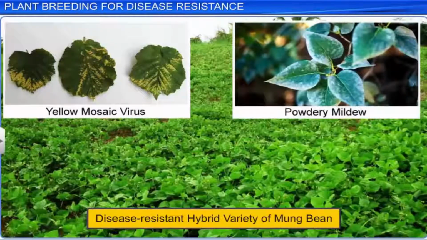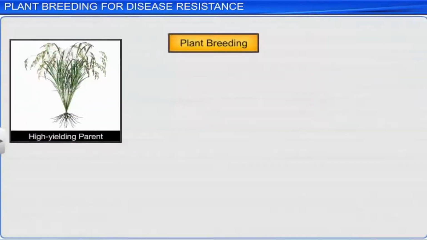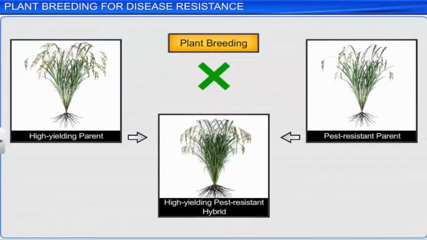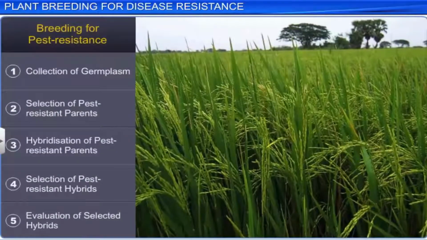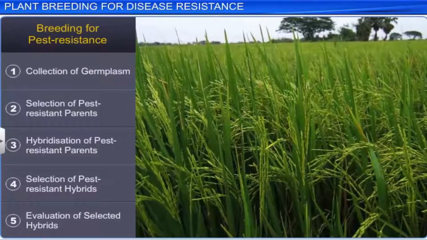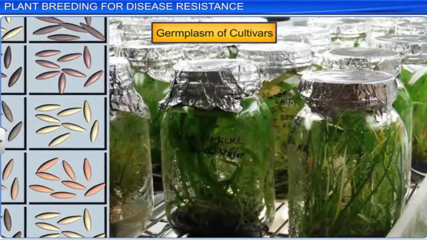Apart from pathogens, pests also reduce crop production. As a result, there is a need to develop crops that are resistant to pests as well by using plant breeding methods. These involve the same steps that are involved in the development of disease-resistant plants. Germplasm of cultivars or wild relatives are used as a source of pest-resistant genes.